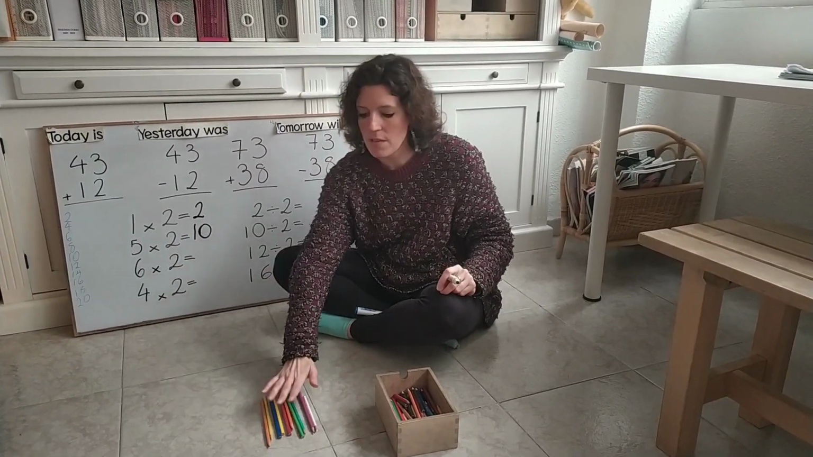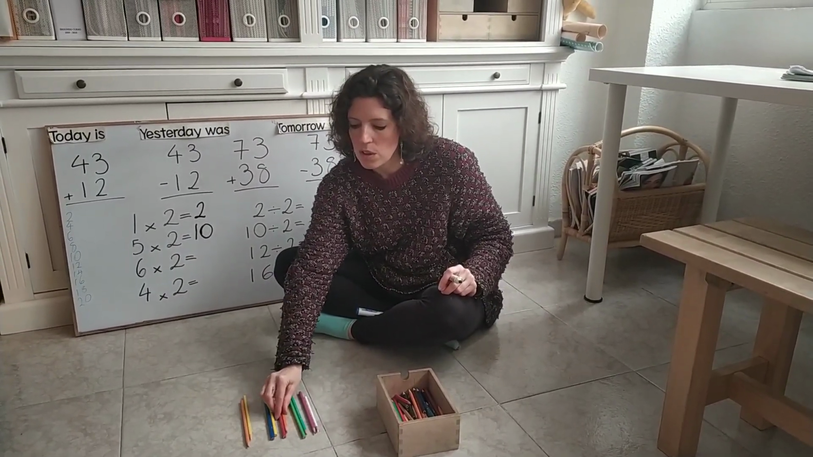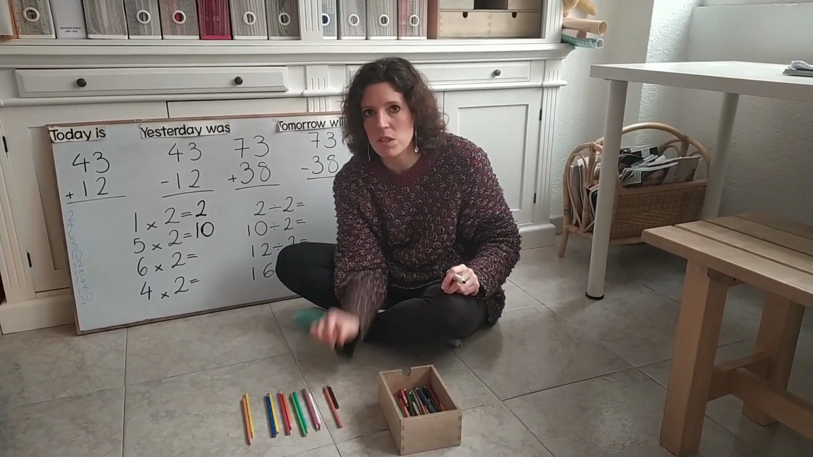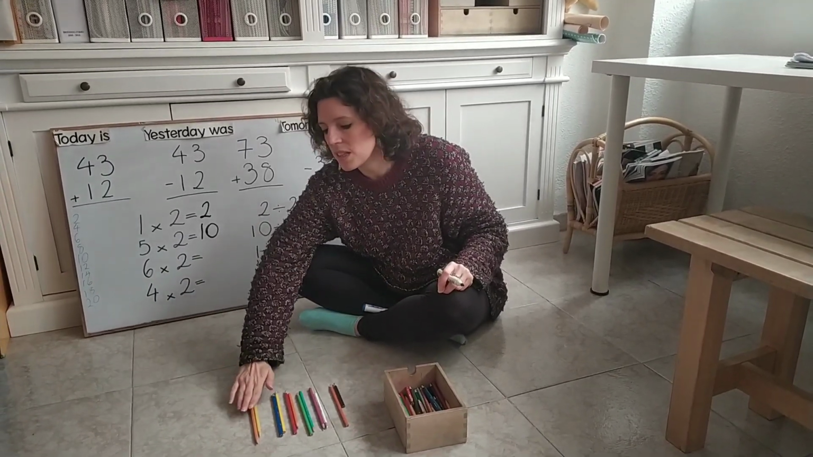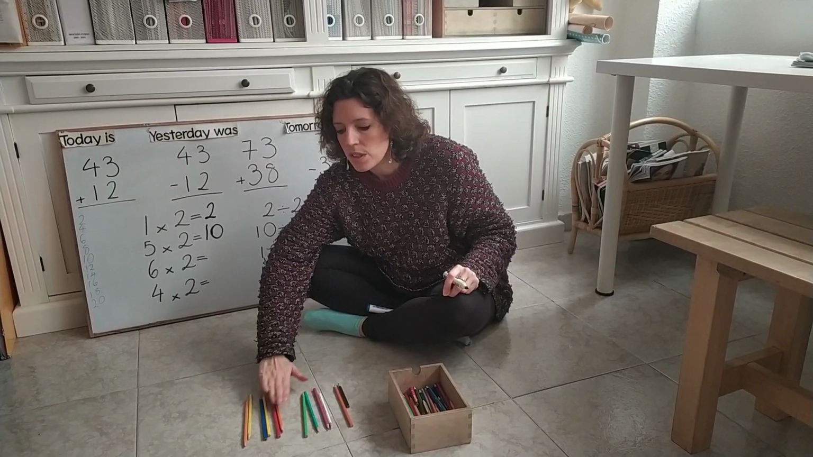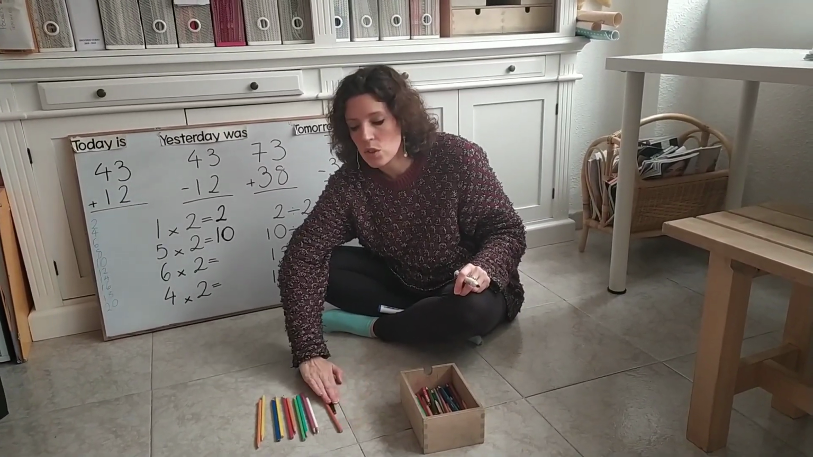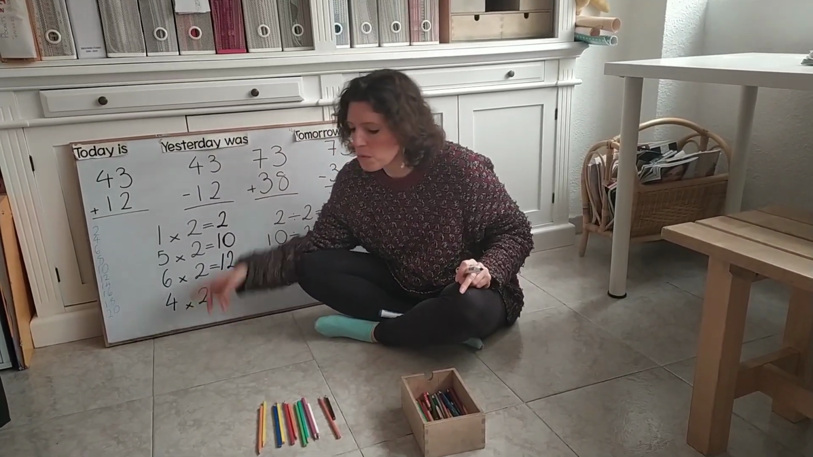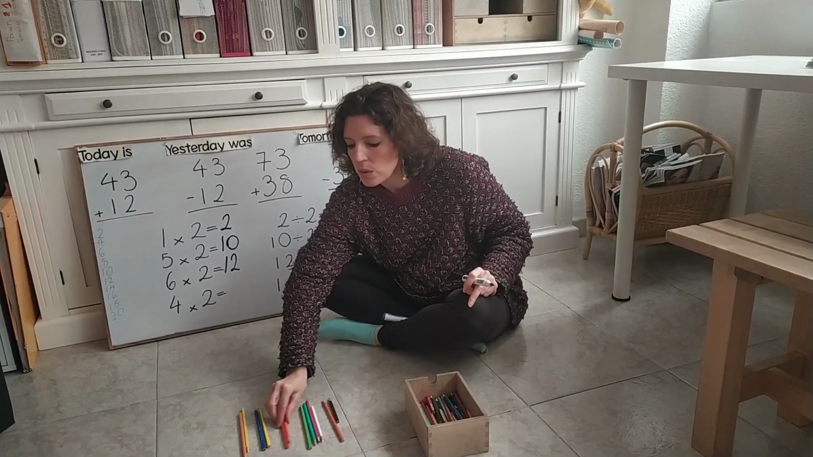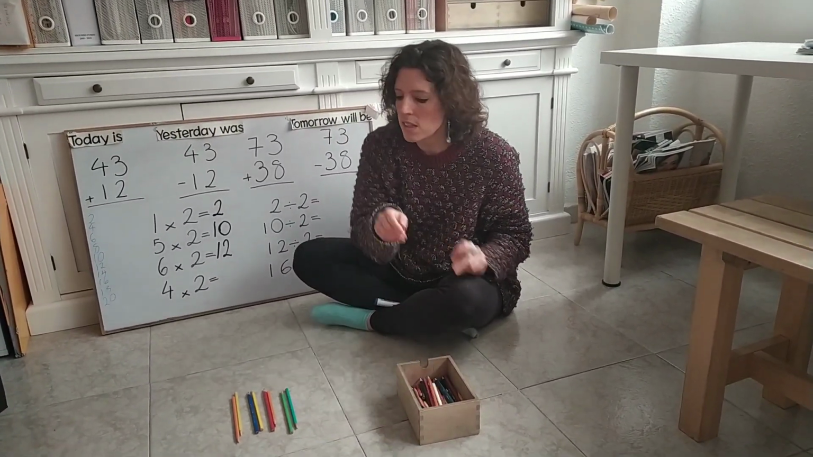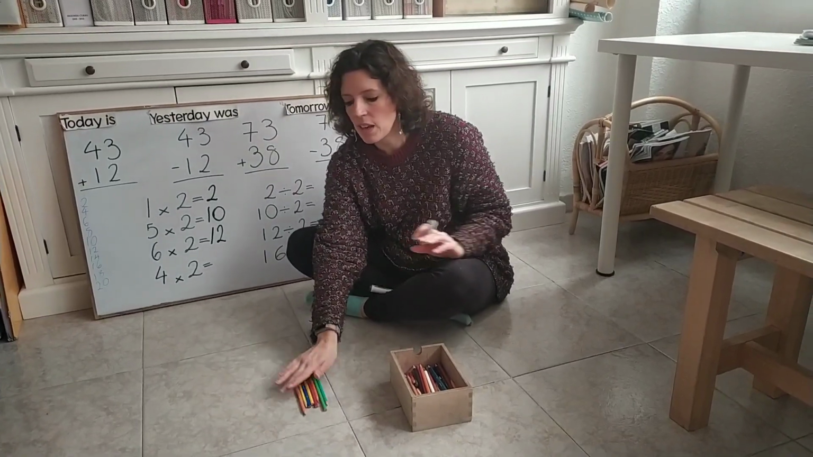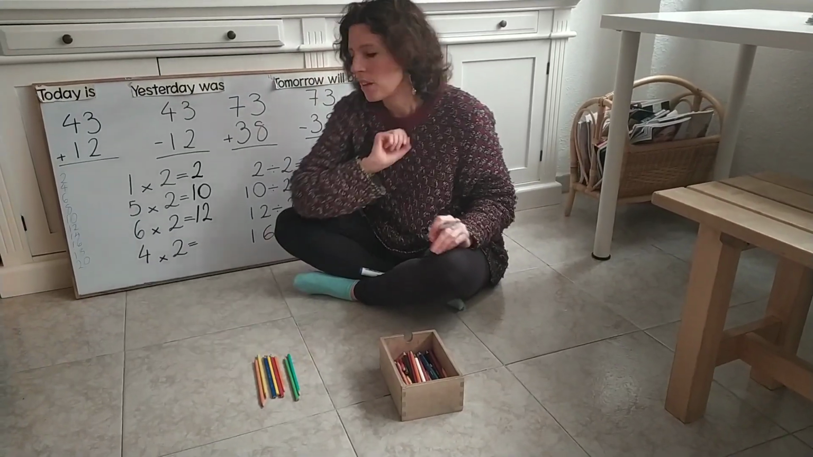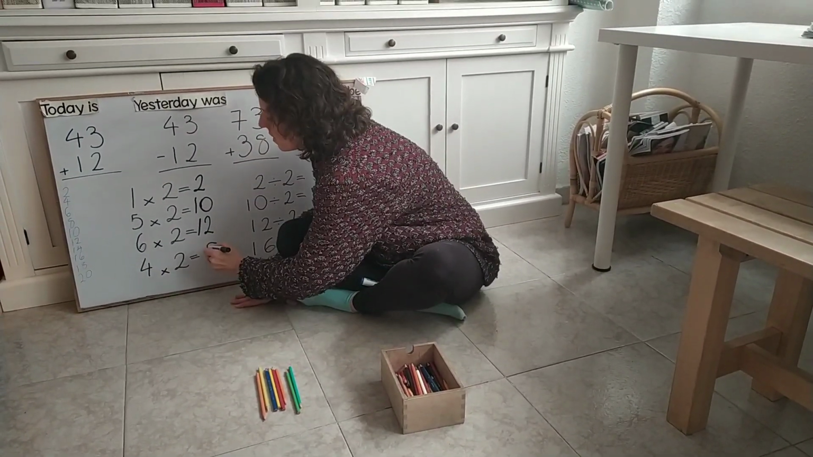6 times 2, well, here I have 5 groups of 2. 1, 2, 3, 4, 5. So let me get another group. 6 times 2. Okay, 6 times 2, let's count in twos. 2, 4, 6, 8, 10, 12. And my last one, guys, 4 groups of 2. Let's count 4 groups. 1, 2, 3, 4. I don't need these. Okay, again, I put them together. I count in twos, please. 2, 4, 6, 8. Okay, 4 times 2 is 8.